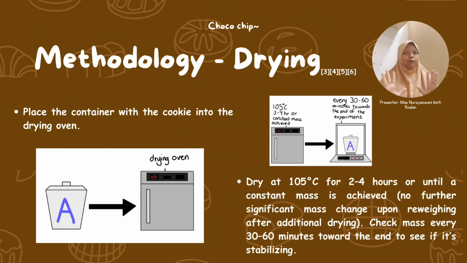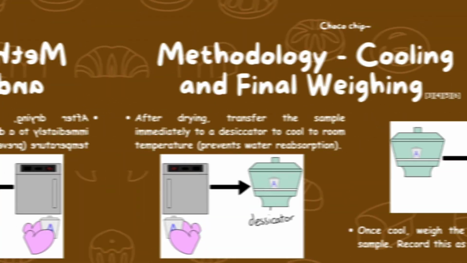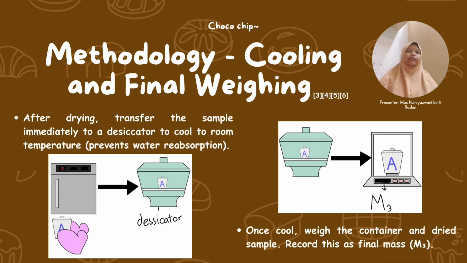The mass, of course, should also be checked every 30 to 60 minutes, ideally toward the end, to see if it has already stabilized. Perhaps you could cut some corners with this, but the point stands: if it has stabilized, you are doing a good job. And if it has not stabilized, you should leave it in the oven for a longer period of time once more. Finally, we are at the end of the experiment, at the cooling and final weighing step.